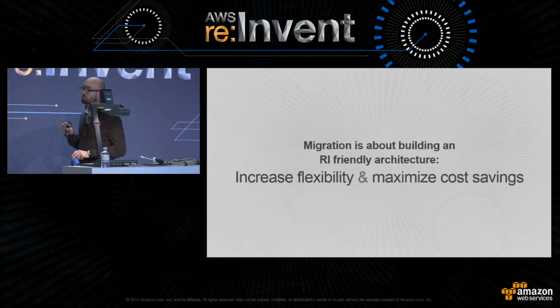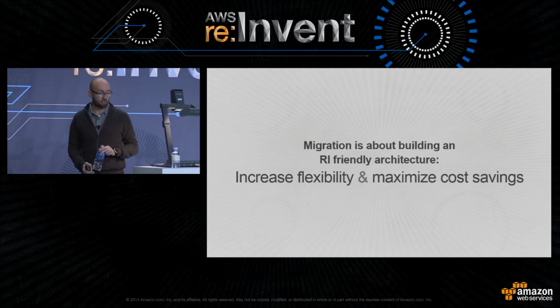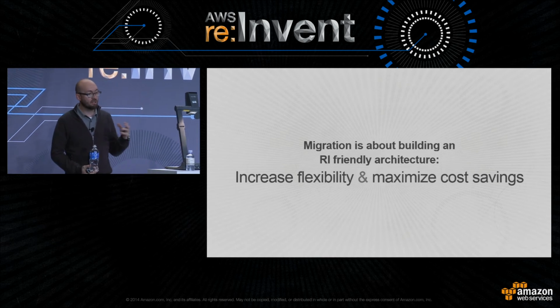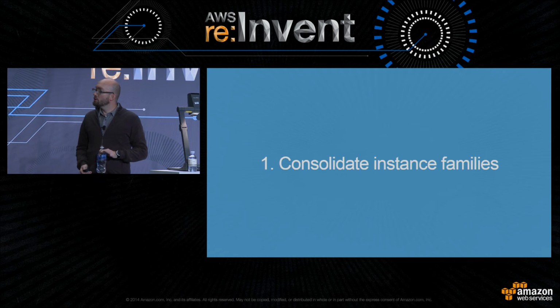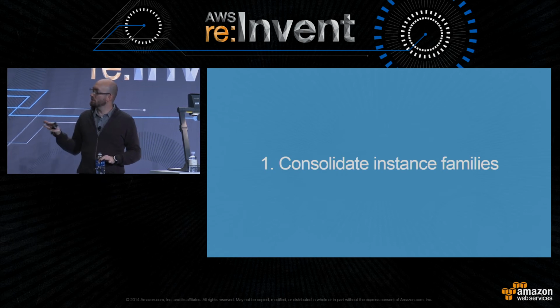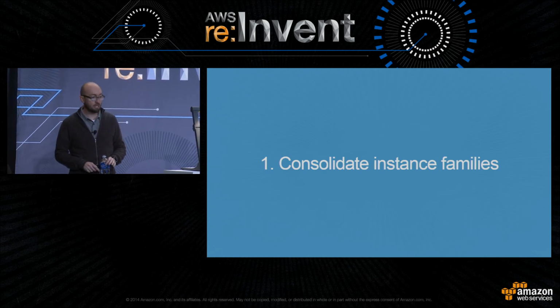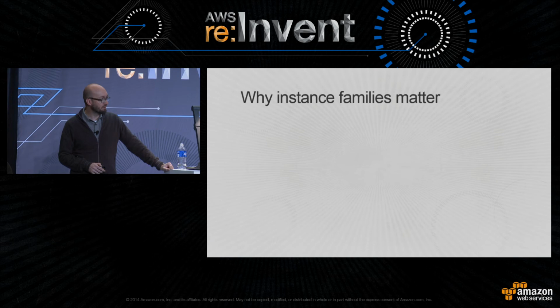Migrate is all about building an RI-friendly architecture where you increase flexibility and maximize cost savings. There are two strategies here for making migration really effective. The first is to consolidate instance families. So why do you want to consolidate instance families? Why does this matter? For two reasons.